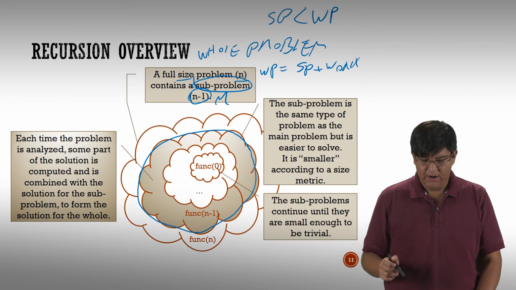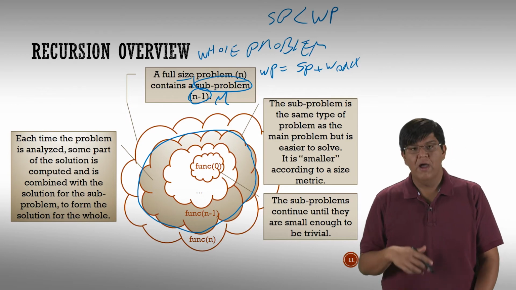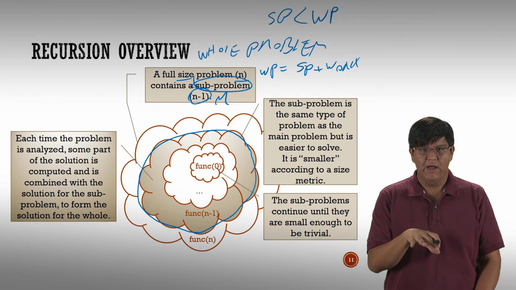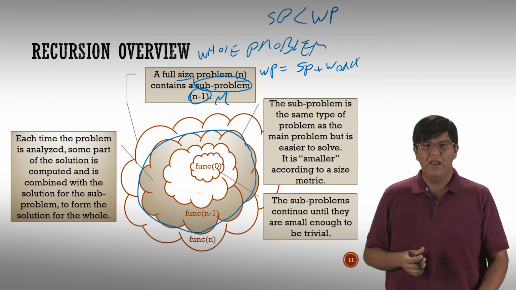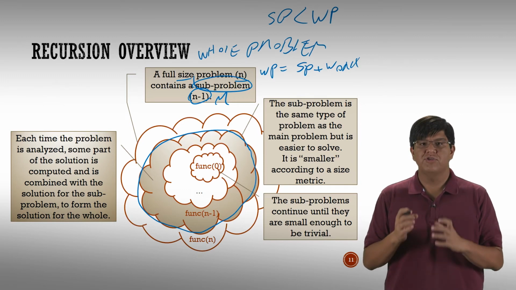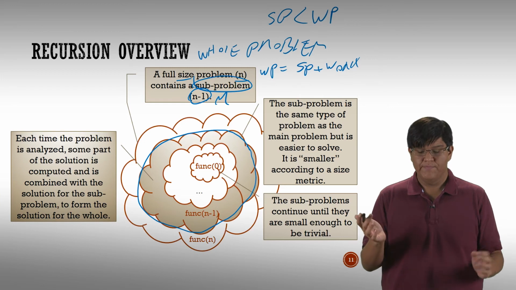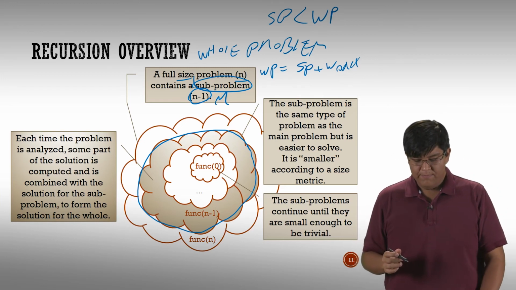A key observation here is that my subproblem and my whole problem should be of the same type. So I start with a cloud. I also need to draw a cloud to draw the outside cloud. I should do the same thing. I can't always have the flavor of my problem changing. They need to be the same. They must be the same. Otherwise, things will just break.